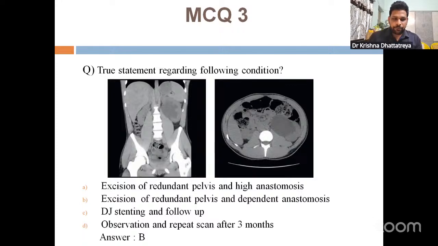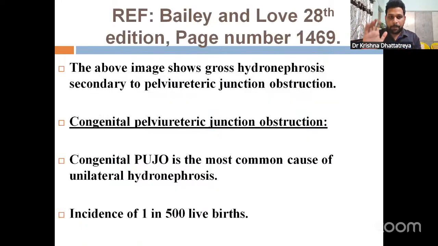DJ stenting and follow-up will relieve the obstruction, but after removal of the stent, the obstruction will develop again, that is, dilatation will occur again. So this is not a definitive treatment. Observation and repeat scan after 3 months is not at all an answer, because observation will lead to loss of renal function. Because of hydronephrosis, there will be thinning of the renal parenchyma, so further loss of function will occur. So in this case, you have to operate. The treatment of choice is Anderson-Hynes dismembered pyeloplasty.